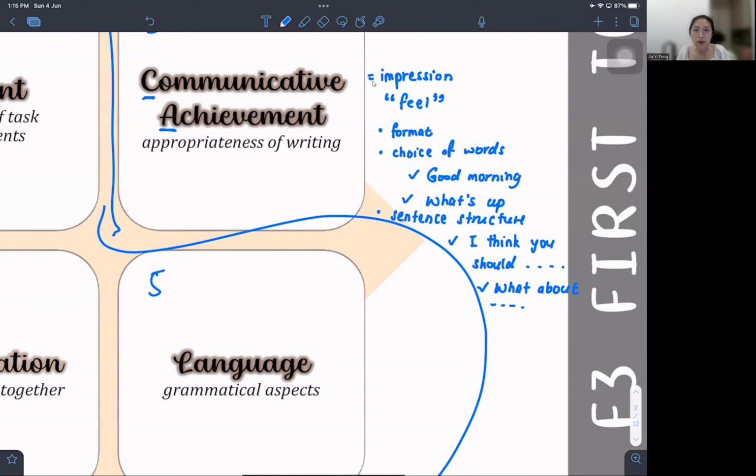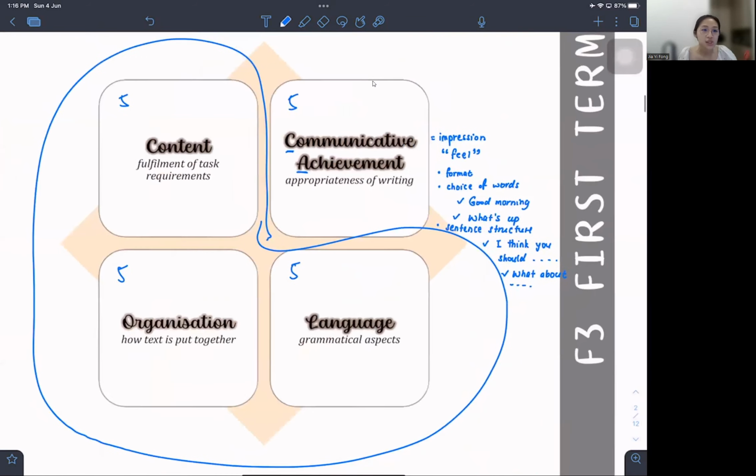So again, remember, communicative achievement, those students who have just joined in the class, remember that communicative achievement is your impression that you build on me. So how do you increase your communicative achievement? Make sure you use the correct format, the correct choice of word, and also use sentence structure. Okay, so hi, no problem. No problem. Okay, so now that we know what is communicative achievement, the rest is very easy.